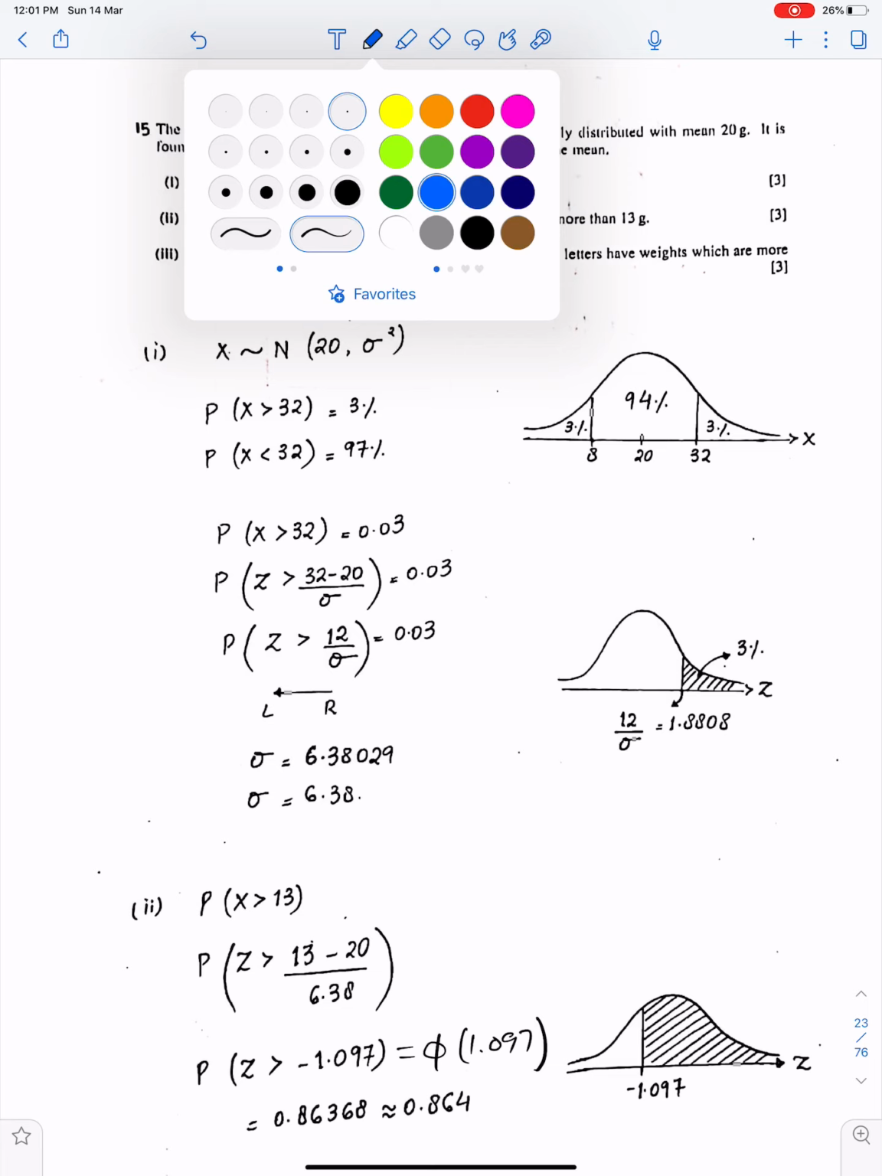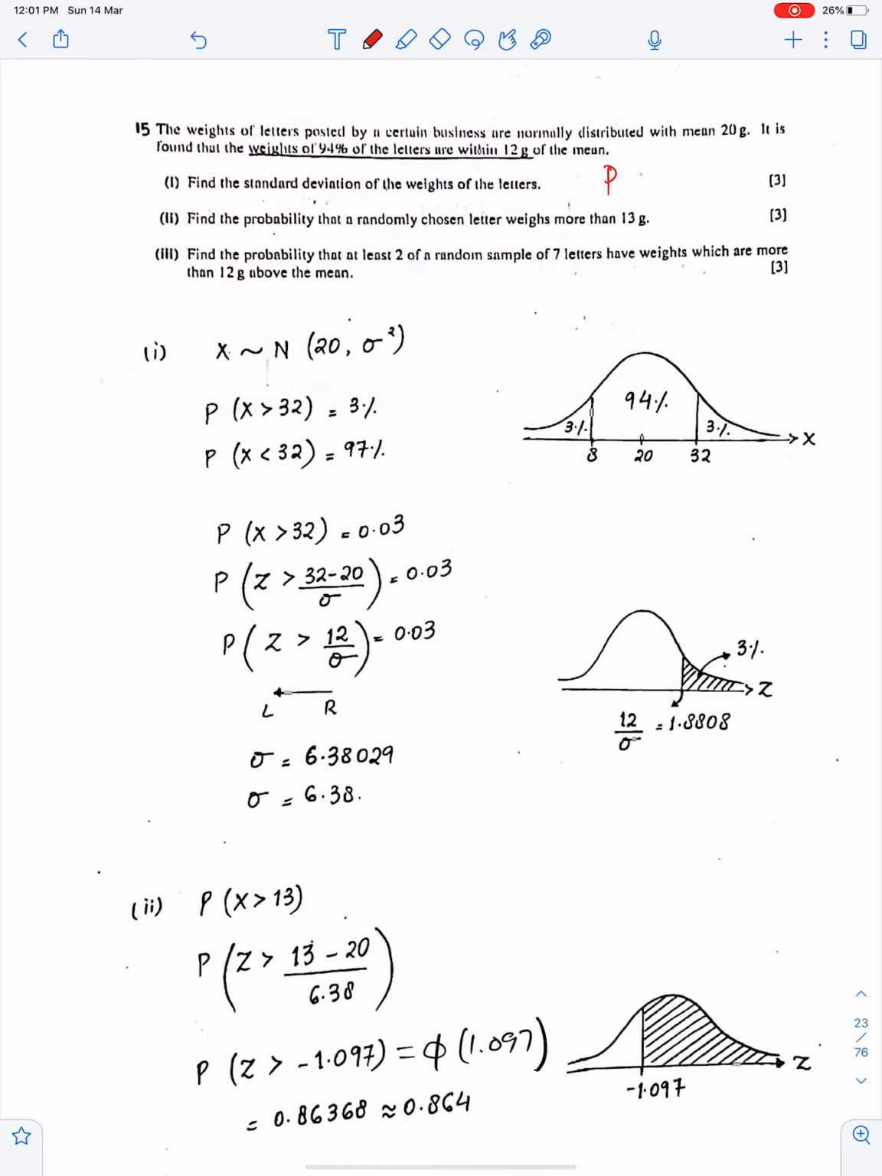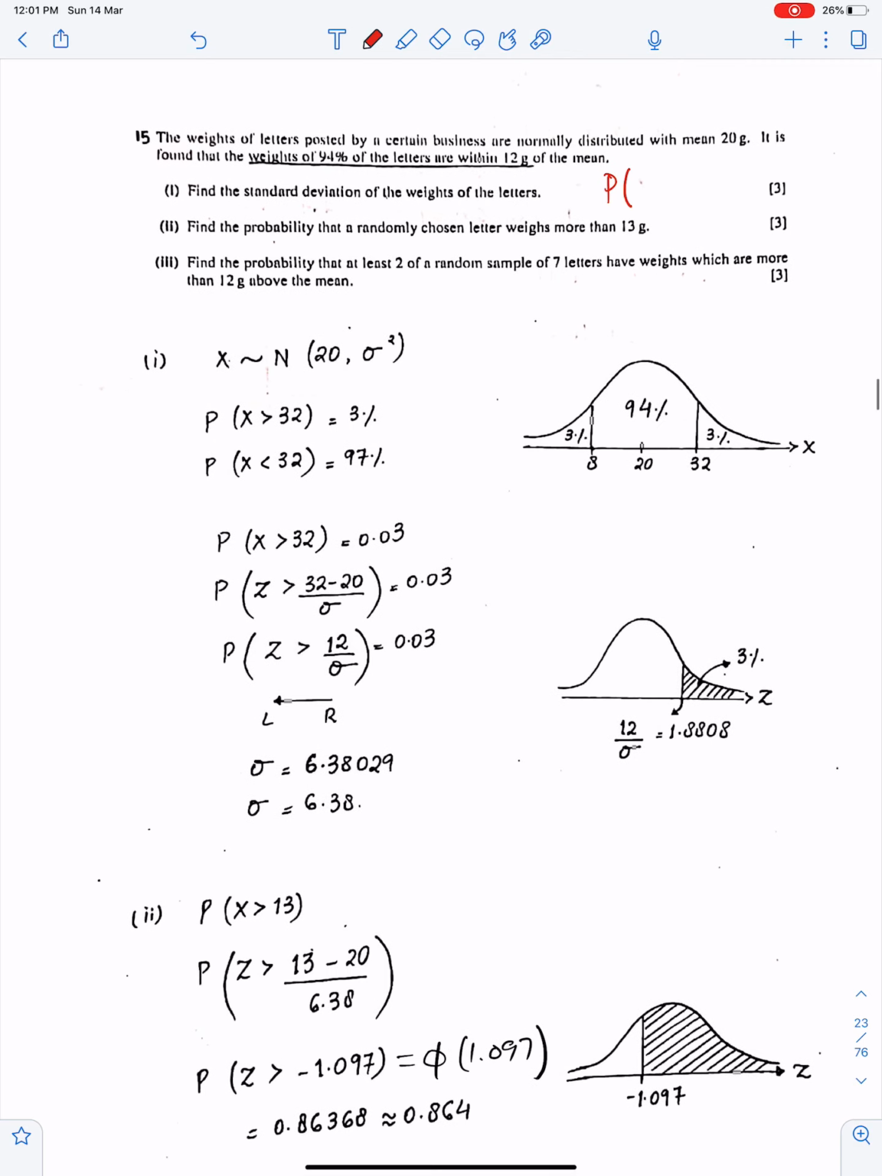Now let me write this here. This means modulus X less than mu plus 12 and the probability is 0.94. This means within, meaning this area is 94%. And mean is 20, so within 12 means 20 plus 12, 20 minus 12, like this.